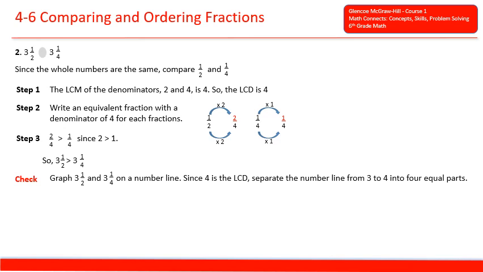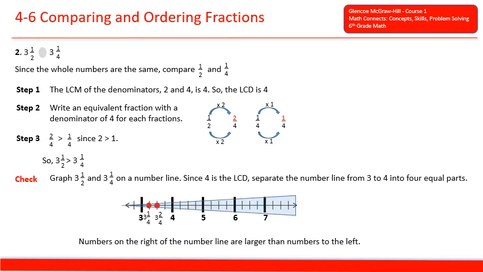Check. If we graph 3.5 and 3 1/4 on a number line, since 4 is the least common denominator, separate the number line from 3 to 4 into 4 equal parts. So 3 2/4, 3 1/4. We know that numbers on the right side of the number line are larger than numbers on the left side. So 3 2/4 is greater than 3 1/4. And that just illustrates that as we move to the right on a number line, the numbers get bigger. So the cone gets bigger to visualize the numbers getting bigger.